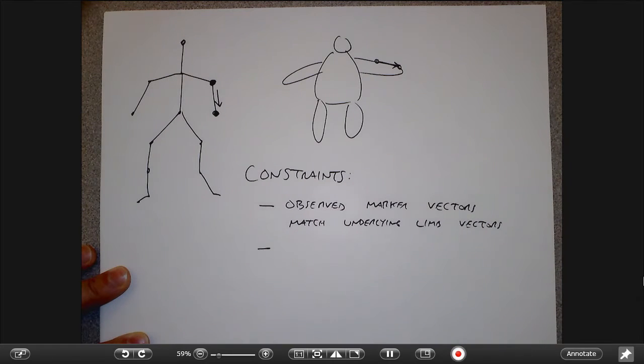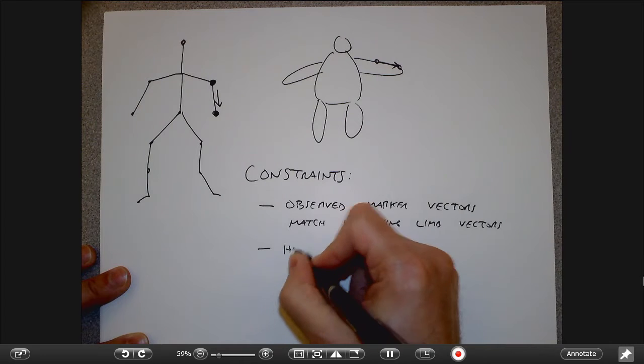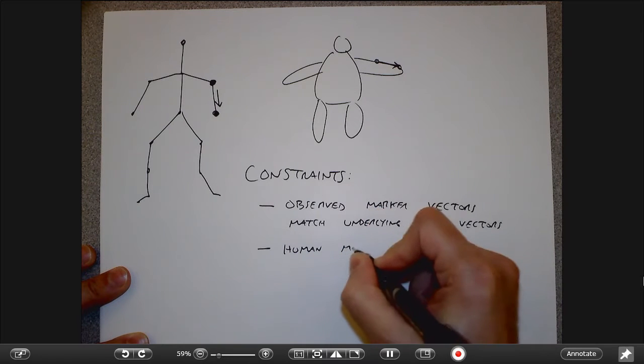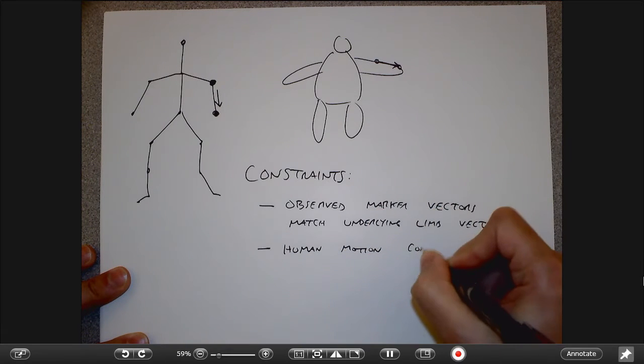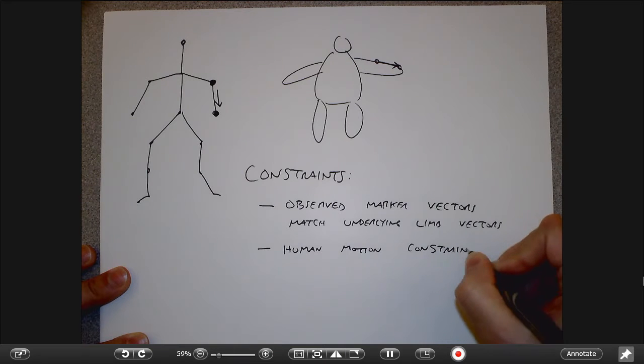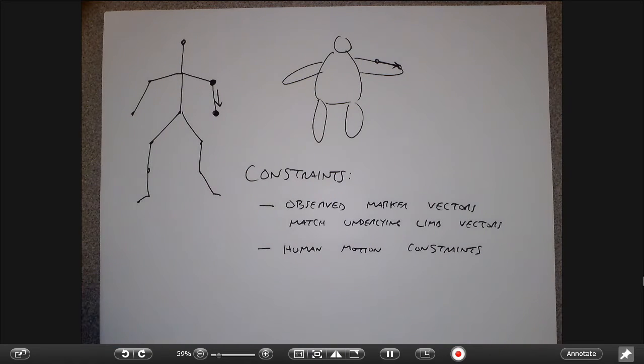Another one is human motion constraints, right? What I mean is that right now, when I solve this problem, there are no constraints at all on the thetas that I estimate, which are the joints. But I know that for a human, there are certain reasonable joint limits, right? For example, I can't bend my shoulder behind my back very far, where I can bend it this way pretty far.